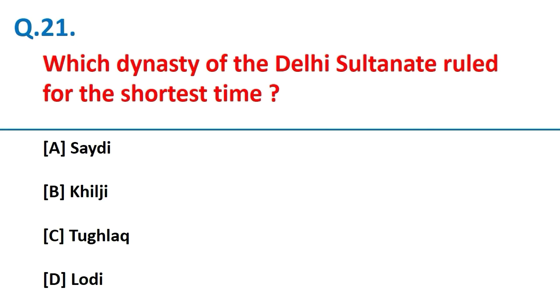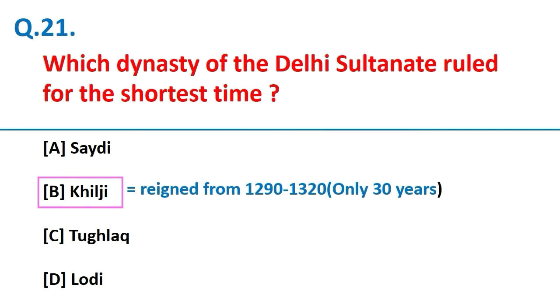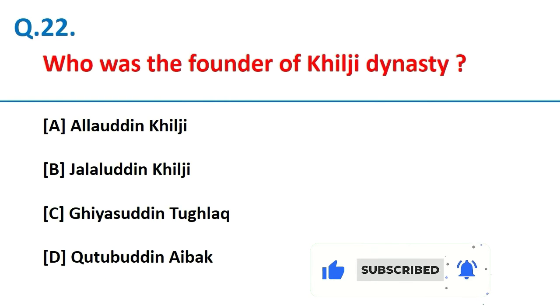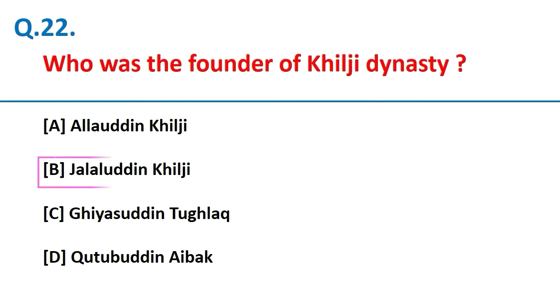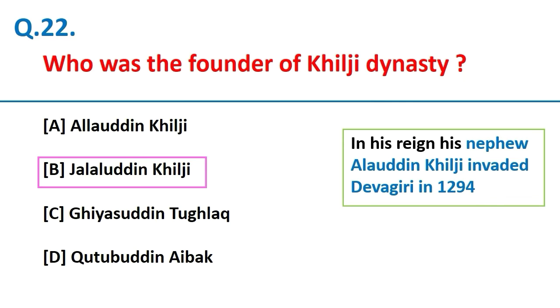Question number 21. Which dynasty of the Delhi Sultanate ruled for the shortest time? Khilji. Friends, this dynasty ruled from 1290 AD to 1320 AD. They ruled only for 30 years. Who was the founder of Khilji dynasty? Jalaluddin Khilji. And friends, in his reign, his nephew Alauddin Khilji invaded Devgiri in 1294 AD.